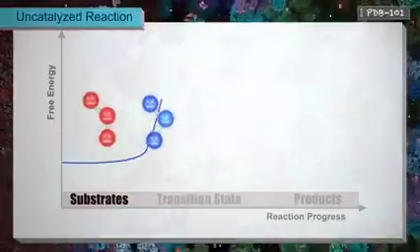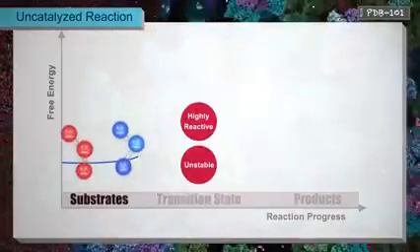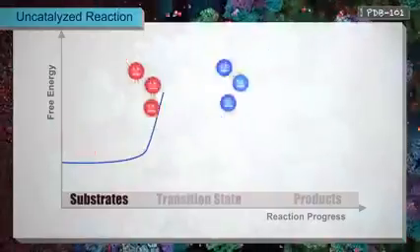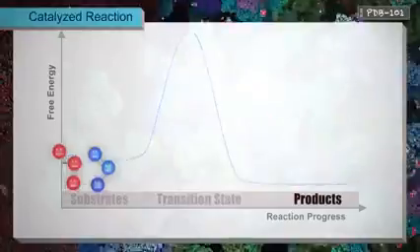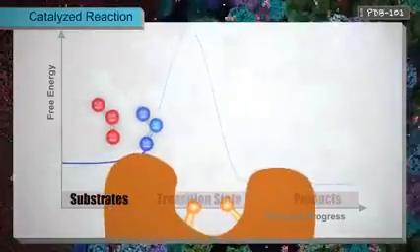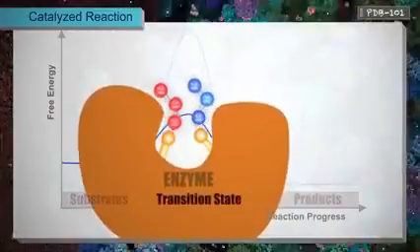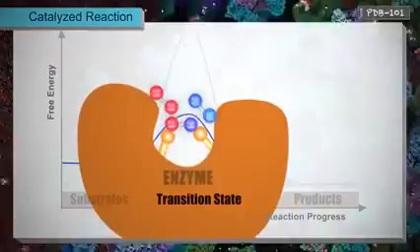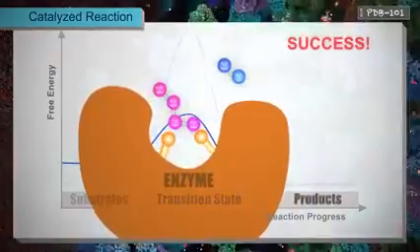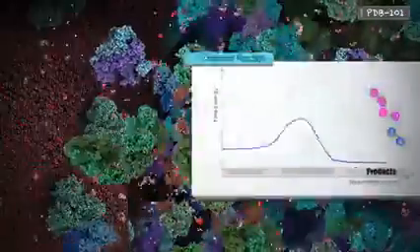In the course of most reactions, an unstable and highly energetic transition state is formed as the substrates are transformed into products. An enzyme acts as a template for the reaction, binding to its substrate and holding it in the proper position to form the product. An enzyme also surrounds its substrate with reactive groups that stabilize the transition state, making it easier for the reaction to occur.